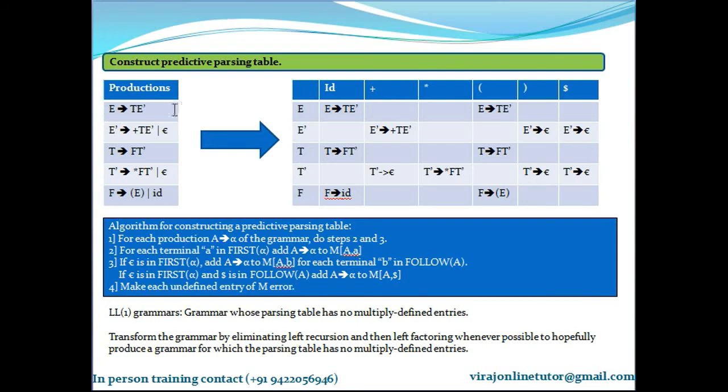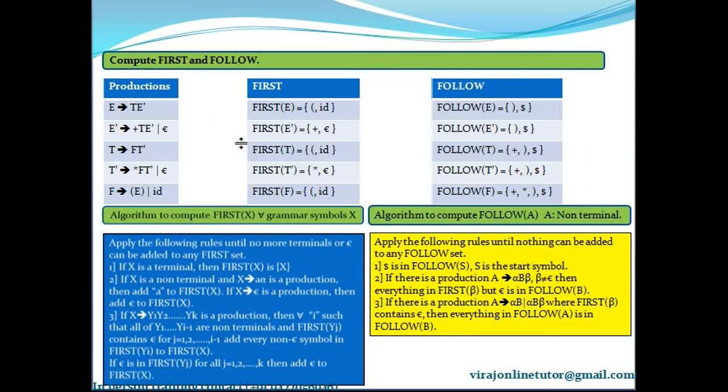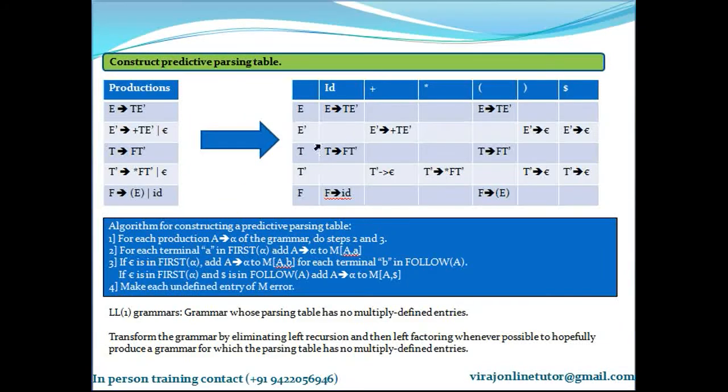Let's take this production. What is first of right hand side? First of right hand side is, this is of the form Y1 Y2. So first of T, what is first of T? Open bracket and ID. So first of T is open bracket and ID. So at open bracket, you write this production here, copy this production here, and at ID, copy the same production here as well.